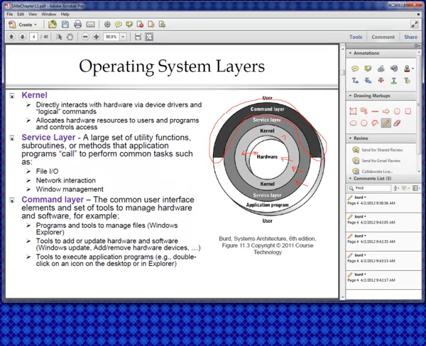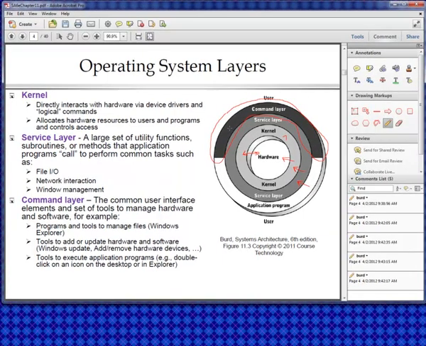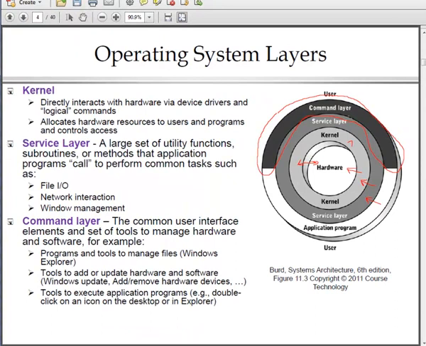There's a portion of the operating system called the command layer. In this case, you'd probably call it a window manager, which is responsible for these sorts of functions. As a user, I'm directly interacting with that command layer, but that command layer in turn is talking to the service layer.